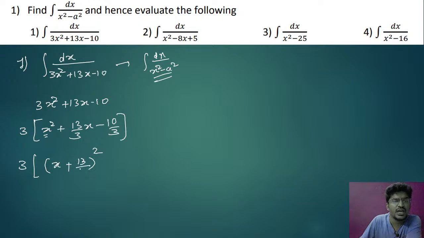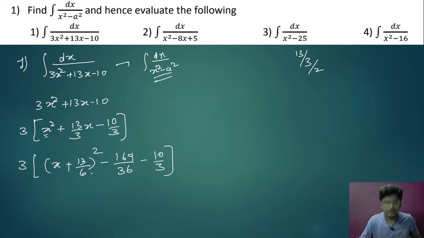13 by 3 divided by 2. If I divide this term by 2, what will we get? It will be 13 by 3 into 2, that will be 6. So you will get 13 by 6. Minus the term you have here, you have to square that. That means 169, and 6 squared is 36, minus 10 by 3. So this is the method of solving this particular equation.